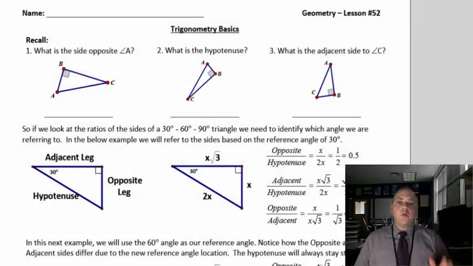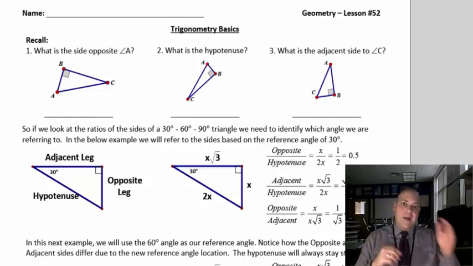All right, in lesson 51, we did a nice little activity in class where we learned how to name the sides of a right triangle: opposite, adjacent, and hypotenuse. It's very important to know which one's which. Of course, we know the hypotenuse by now. It's just a matter of which one's the opposite, which one's the adjacent. It's all based on the angle.